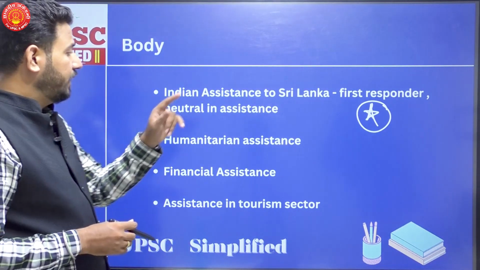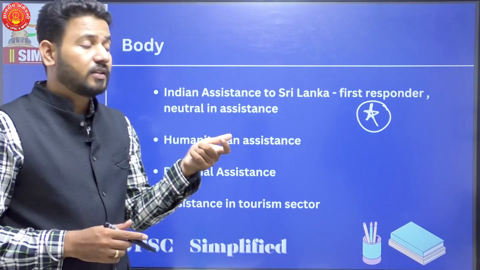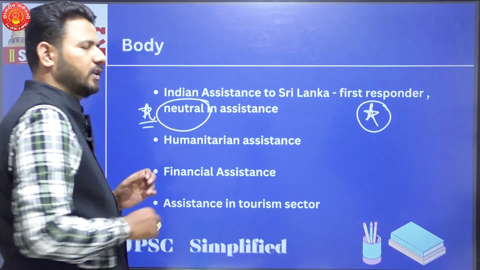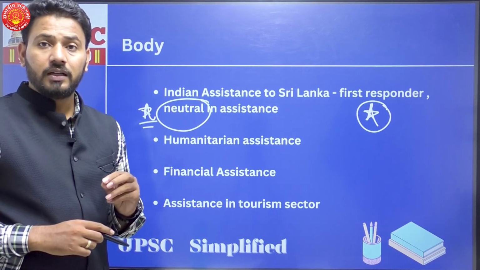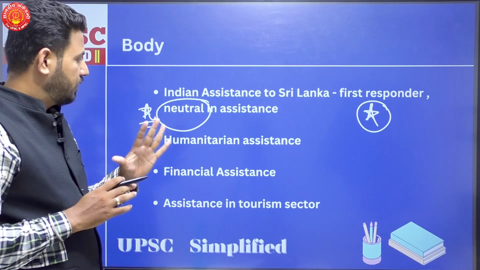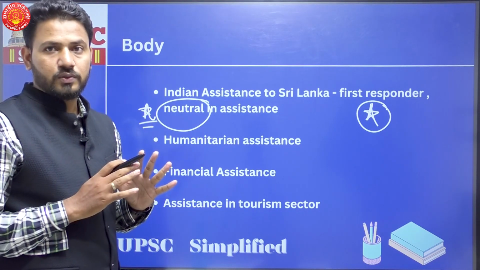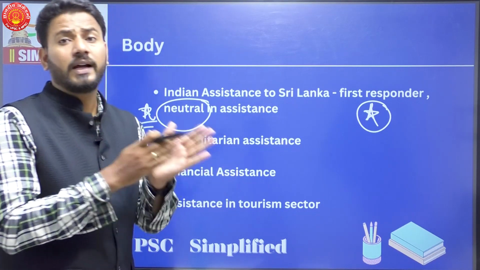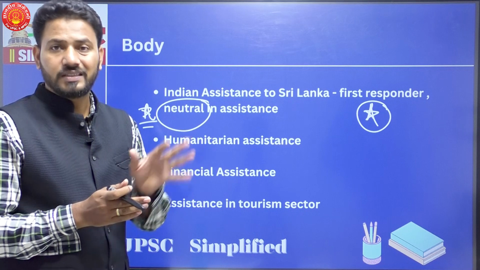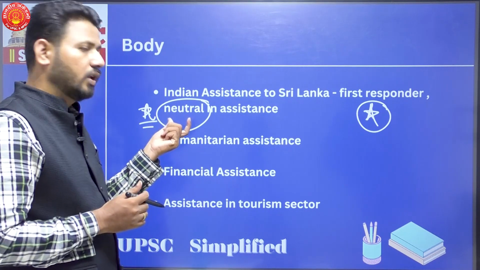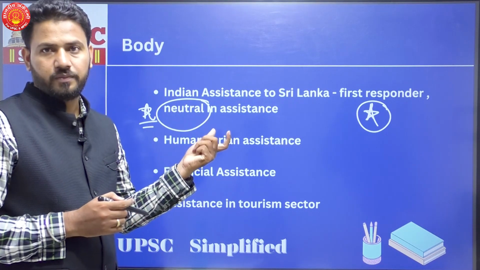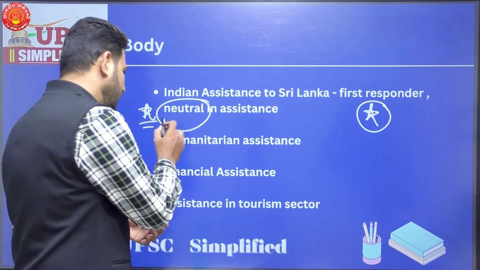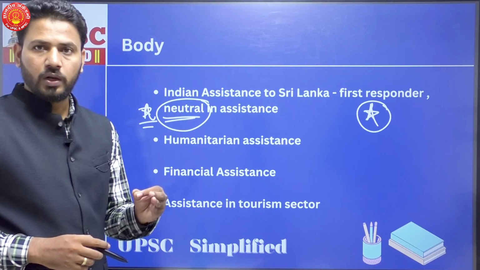Now, when India was responding to this crisis, India was neutral in its approach. This is again important. Proper care was taken to see that the help is neutral. It is not in favor of some party or against any party. The assistance that was provided was neutral, because this is what India is accused of in most of the aid missions that it carries out. So, this help was neutral.